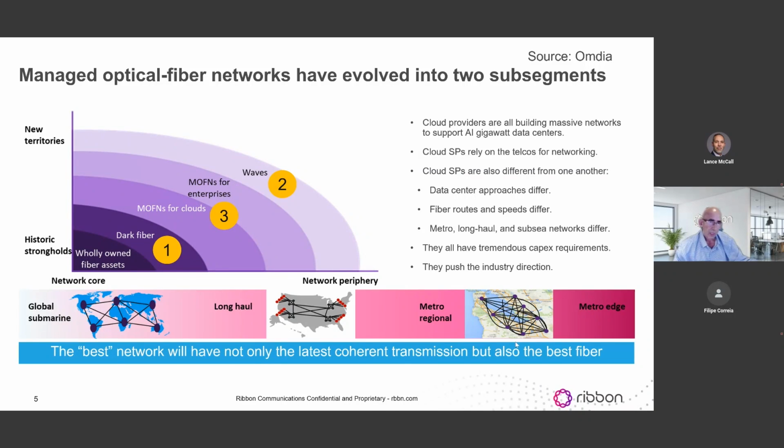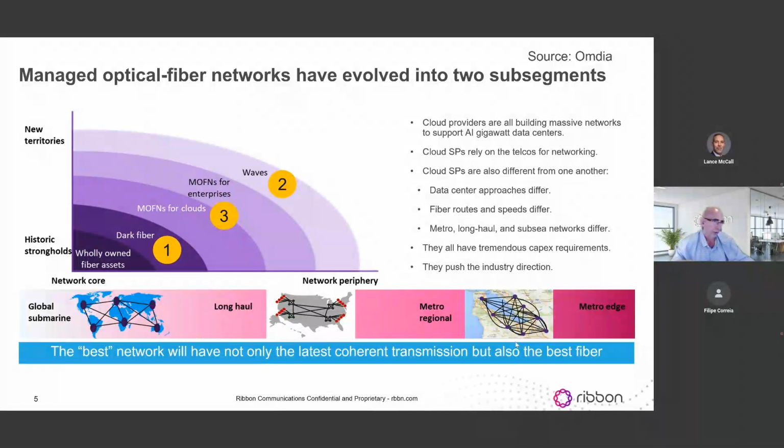And so if we start on the graph, the lower left, typically when you're building out your network, you're starting in what the term here is your network core, your historic stronghold. This may be your campus network or your HQ, where the distances are shorter. It's easier to get fiber. You may own the fiber assets completely outright. So that's probably the easiest way to build out your network.